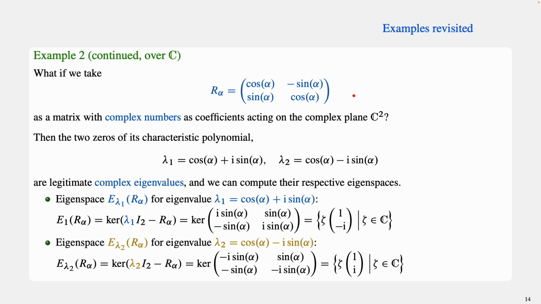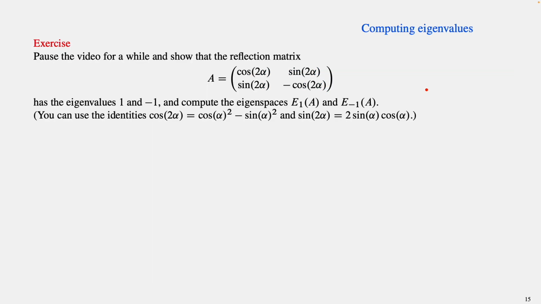So in summary, even though this matrix here does not have any real eigenvalues and eigenvectors unless alpha is a multiple of pi, it does have some complex eigenvectors and eigenvalues. So here you see that it really does matter what scalars we allow as our coefficient set, because depending on that we can make a statement that eigenvalues and eigenvectors exist or do not exist. Now you can do some work yourself, and this will actually be a bit of a more involved exercise, so you might have to pause the video for a bit longer to do that.